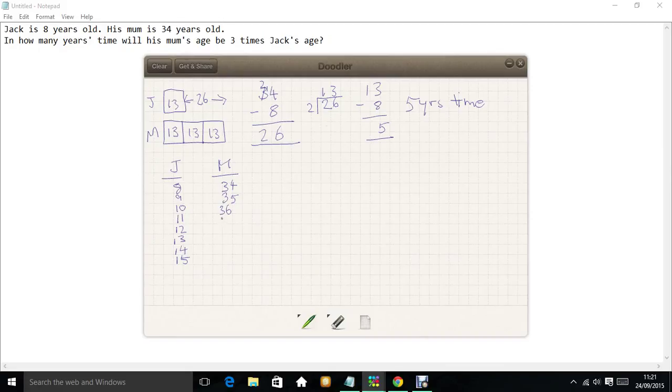So 36, 37. Is that 3 times 11? No. 38. Is that 3 times? No. 39. Ah! 39 is 3 times 13. So I've then worked out what future age mum will be 3 times Jack's age. And again, Jack will be 13. That's 5 years on from 8.